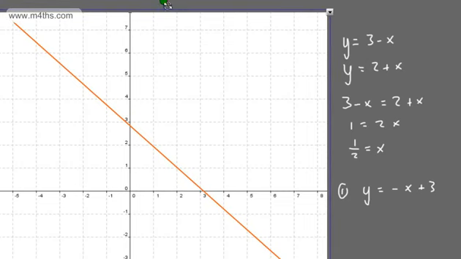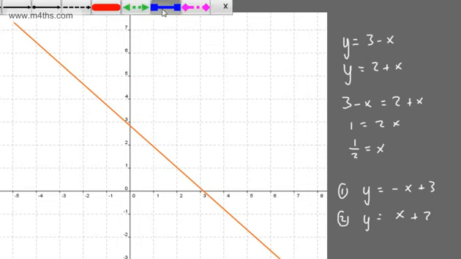Now, the next one, what we've got is y is equal to 2 plus x. As I go on through these videos, I start getting a little tired, and I'm not a happy man with technology. Y is equal to x plus 2. So let's draw that straight line. What we'll see now is if we draw that one, this one will behave.